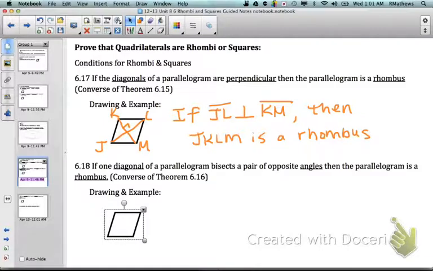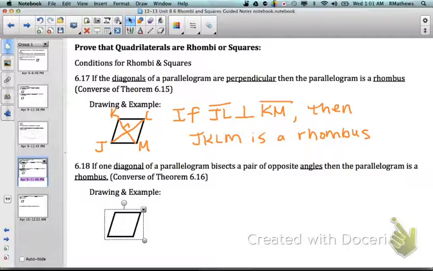And now it could potentially also be a square, because this would be true for a square as well. What we would need to know is if J, K, L, and M were all 90-degree angles. So if J, K, L, and M were also 90-degree angles, then it would actually be a square. But this idea can apply to both things. But we're going to specifically talk about a rhombus here.